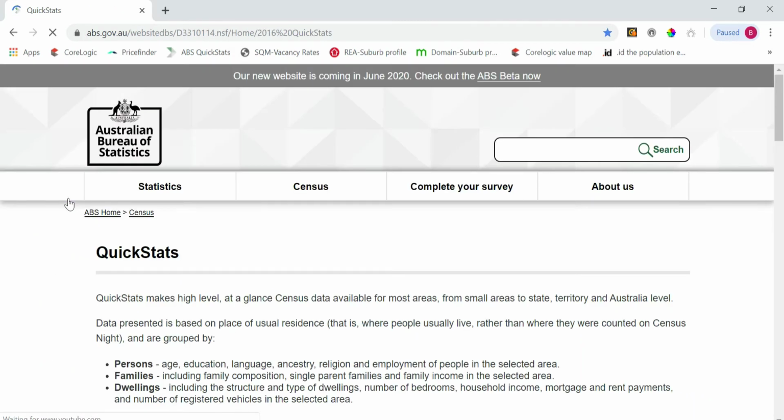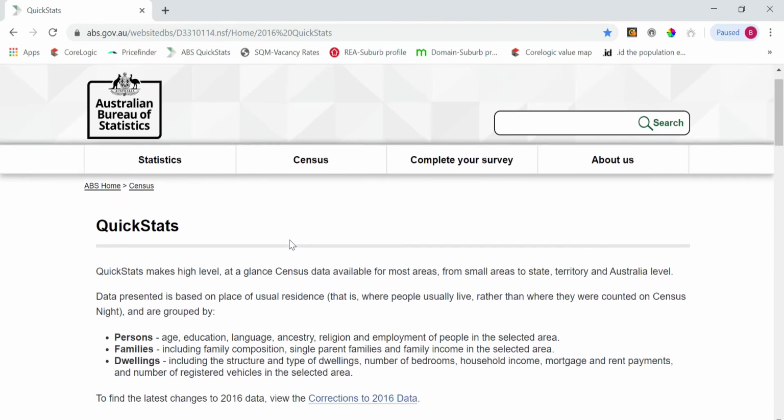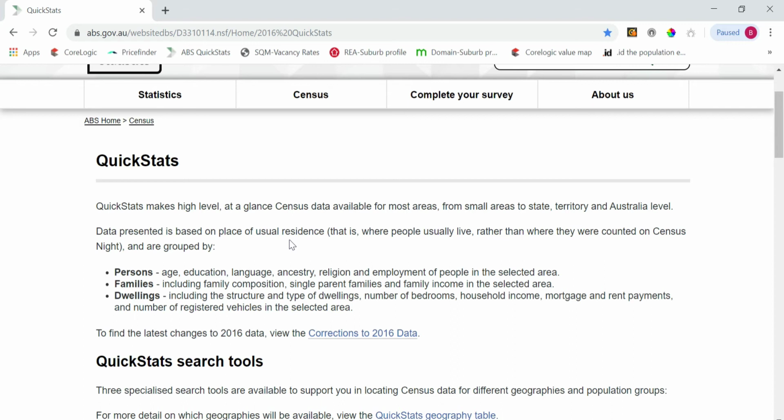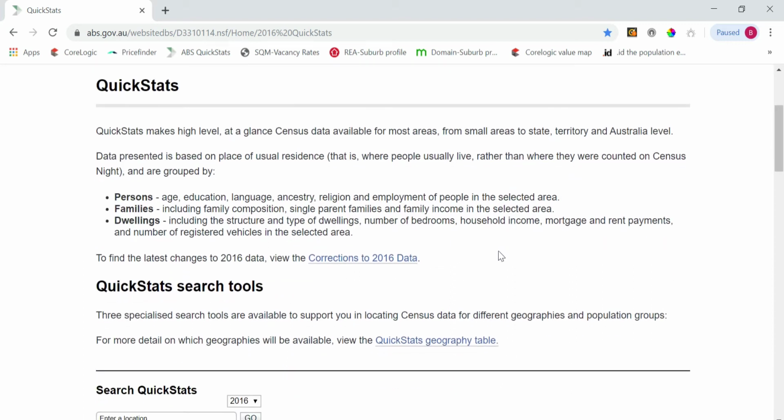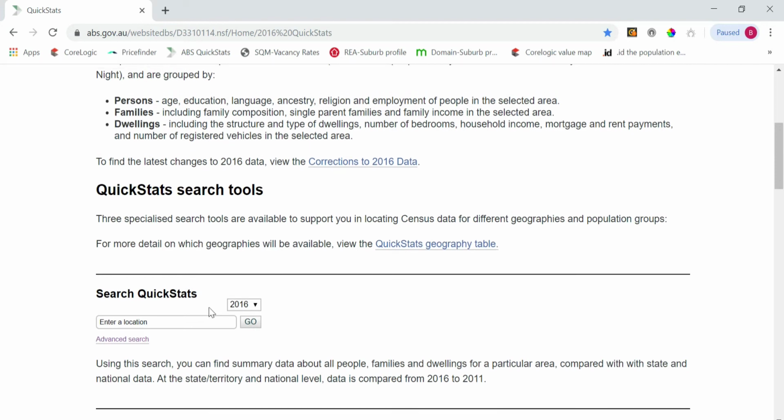Okay, so what we're looking at here is summary information from the most recent census, right? So this is the 2016 census. The one before that was 2011, and then before that 2006. So then we'll just look at Surrey Hills again, one we've looked at before for another video. We're looking here at the suburb level.